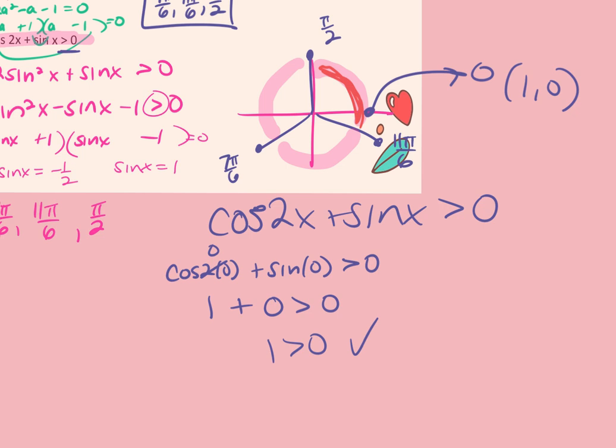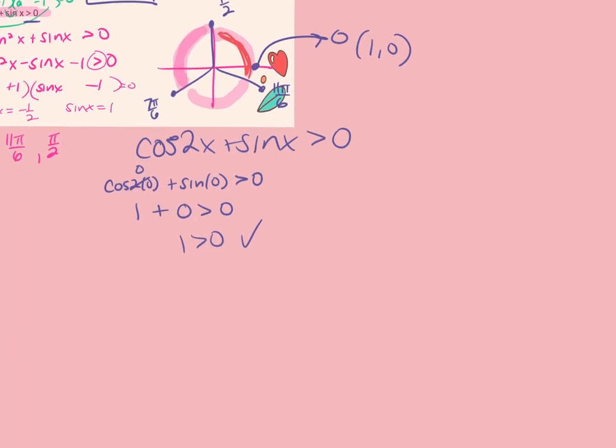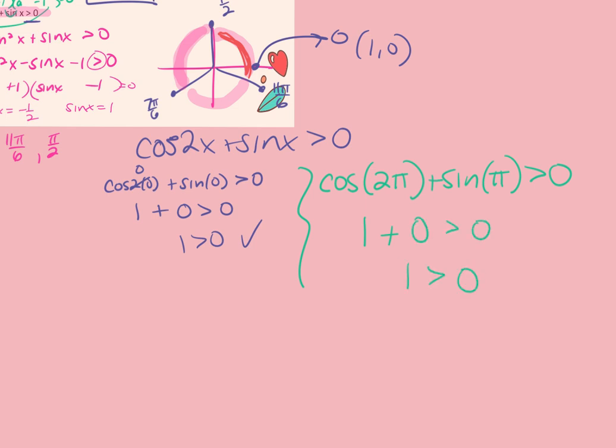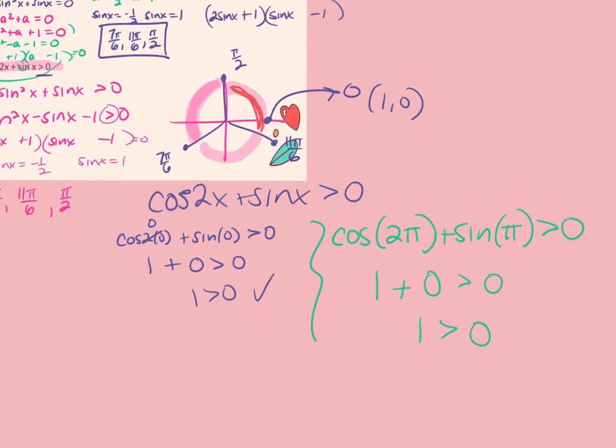Now I go to the next section. I'm going to pick an angle from that second little piece of my circle. What's the easiest thing to pick from there? Pi. So let's plug in pi. Cosine of 2 times pi plus sine of pi is greater than 0. What's the cosine at 2 pi? 1. Good, that was faster. What's the sine at pi? 0. Is 1 greater than 0? Yes, which means I also get to keep this part.